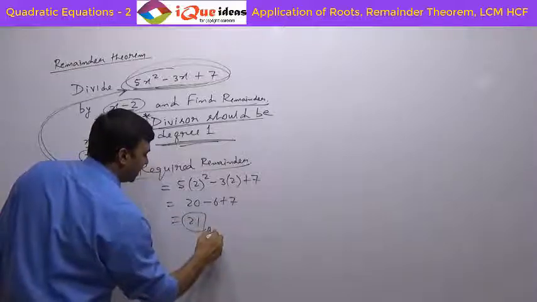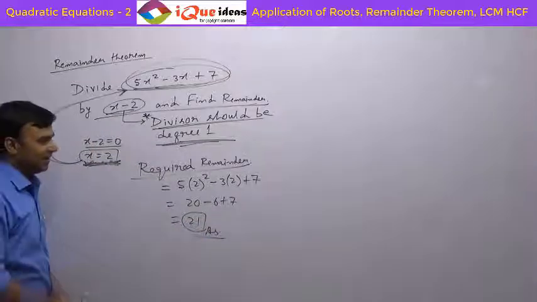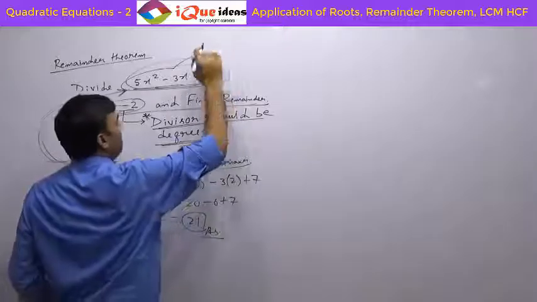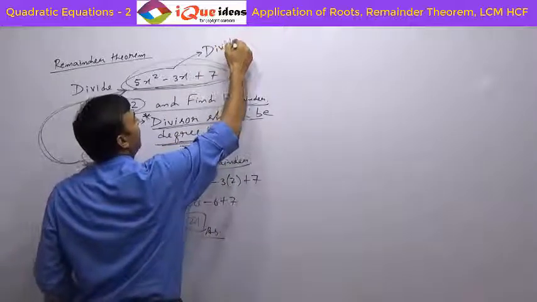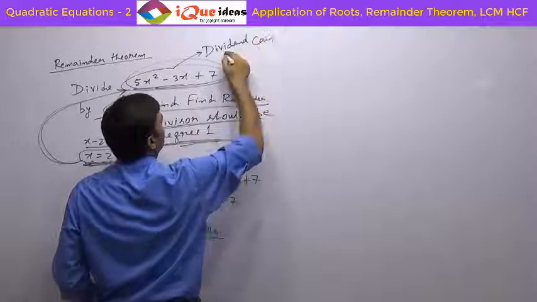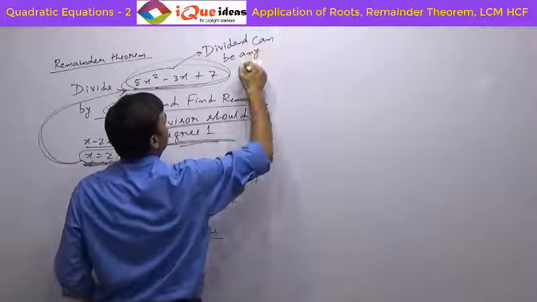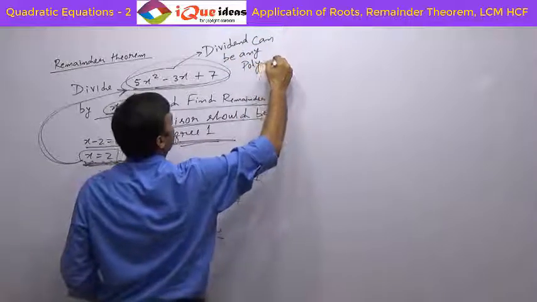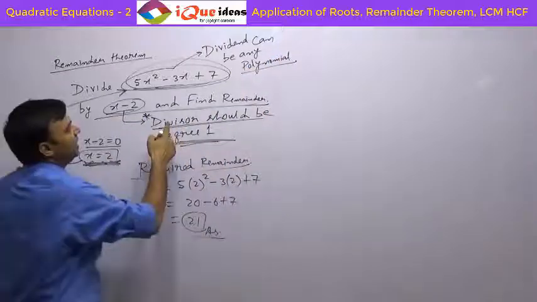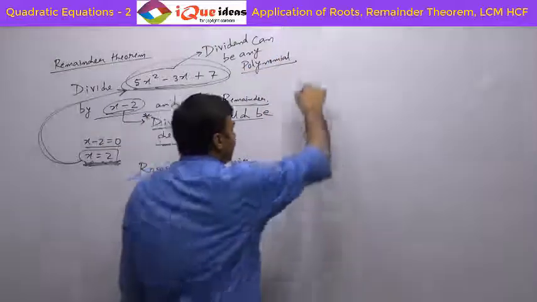So straight away we can get such situations. Alright, so this is a very beautiful question. Remember, the dividend can be any polynomial. Dividend can be any polynomial. But the condition is the divisor has to be of degree 1 only. Okay, let's take another example.